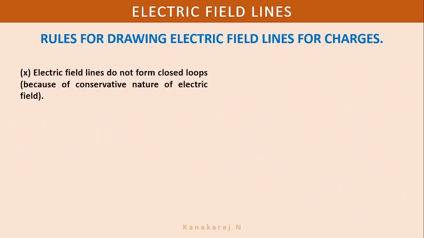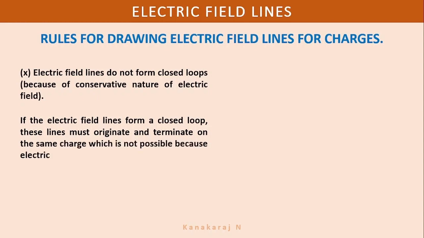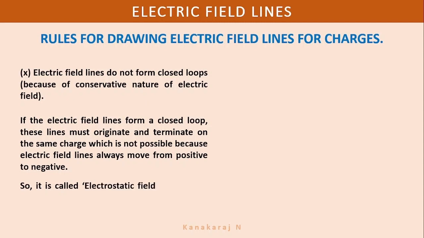Electric field lines do not form closed loops because of the conservative nature of the electric field. If the electric field lines formed a closed loop, these lines must originate and terminate on the same charge, which is not possible because electric field lines always move from positive to negative charge. So it is called electrostatic field lines. It is a specific term.